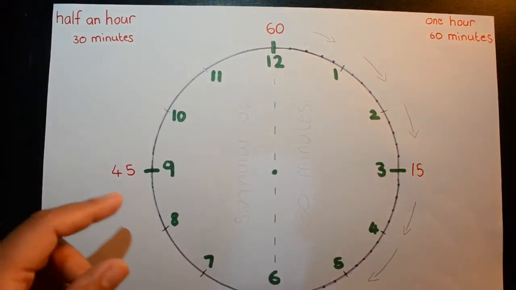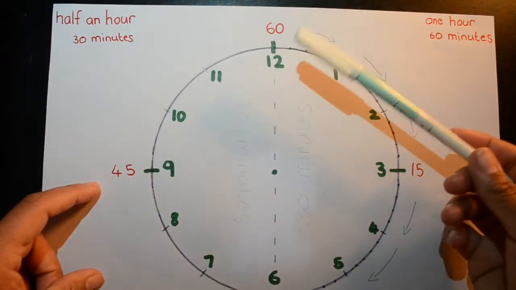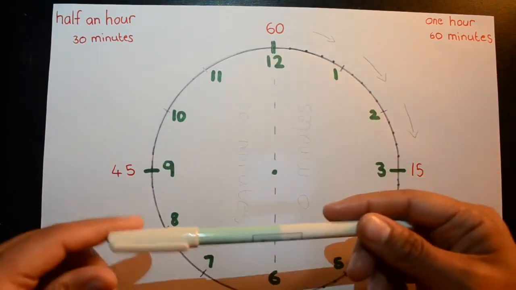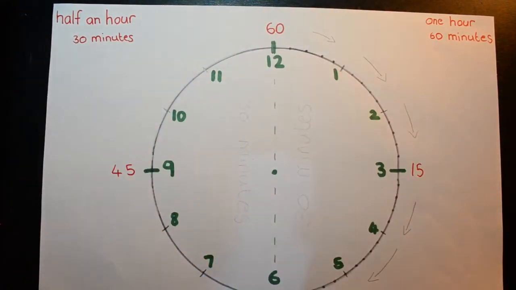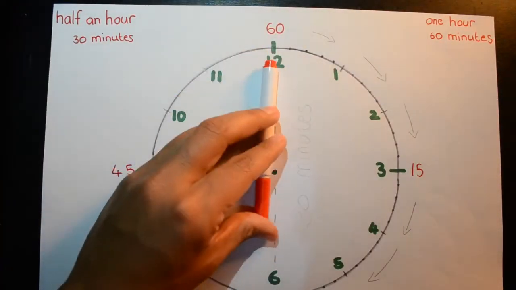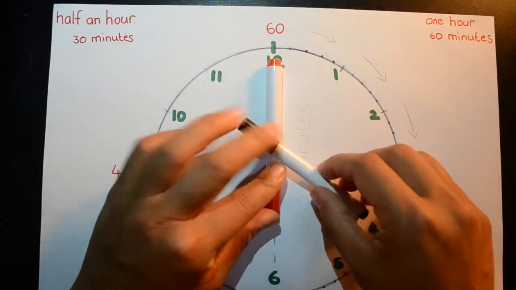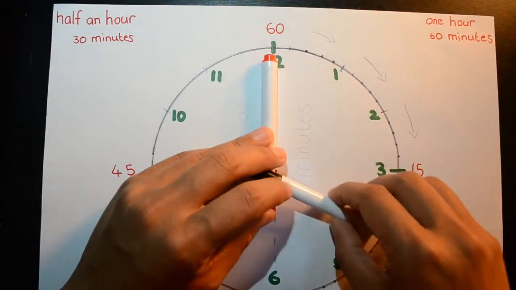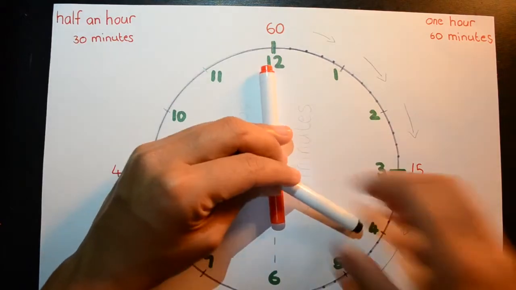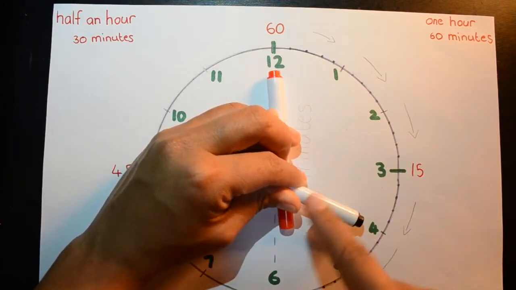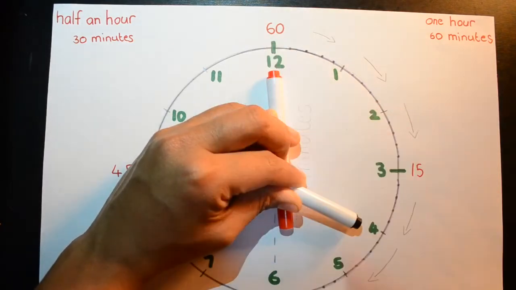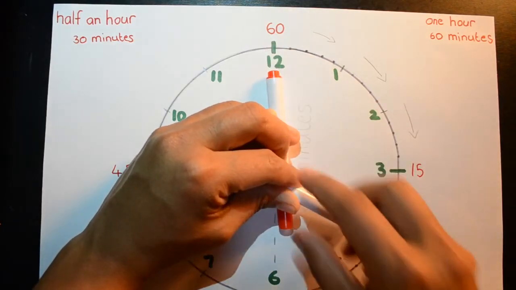And when the long hand is by the 12 and maybe the short hand is by the 4, that means it's 4 o'clock. So when the long hand's by the 12, it means o'clock.